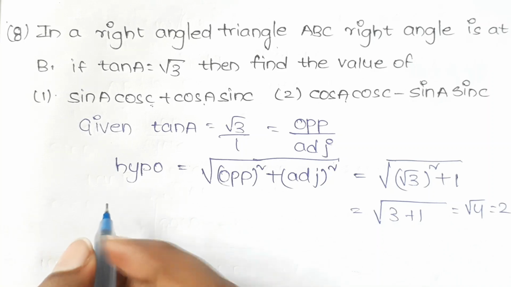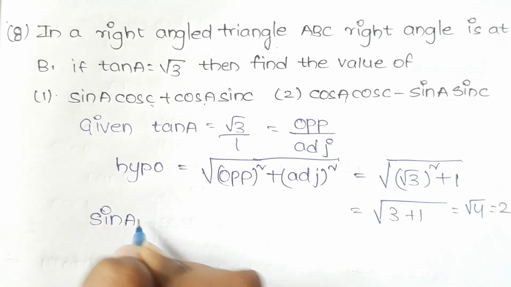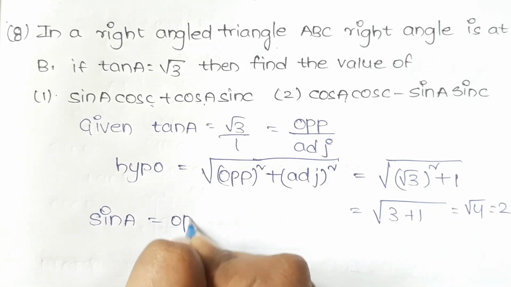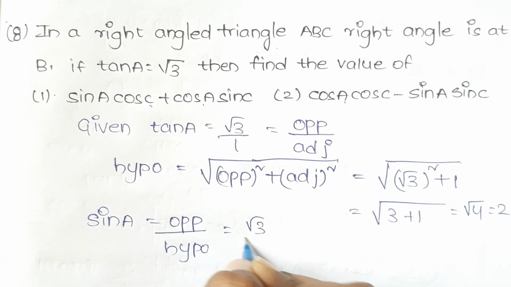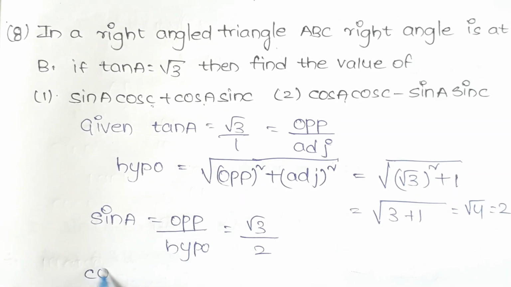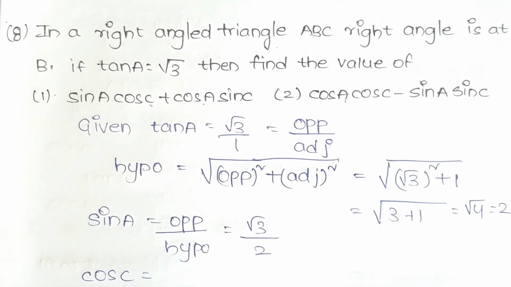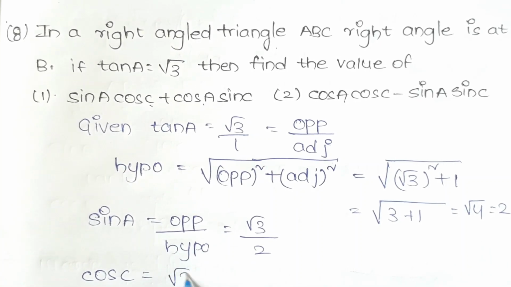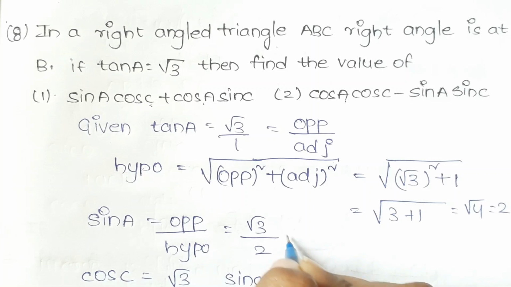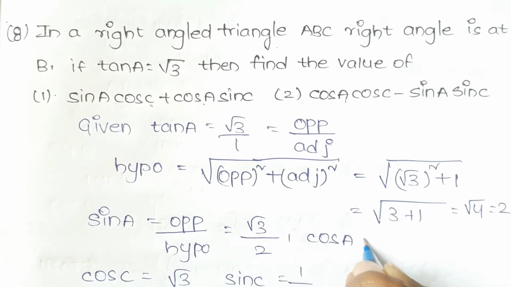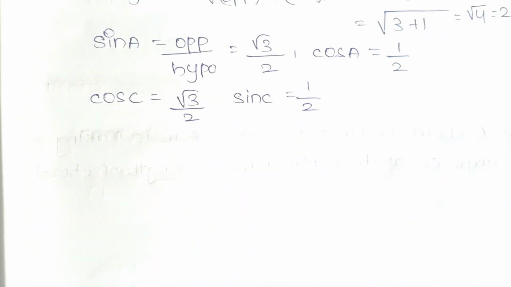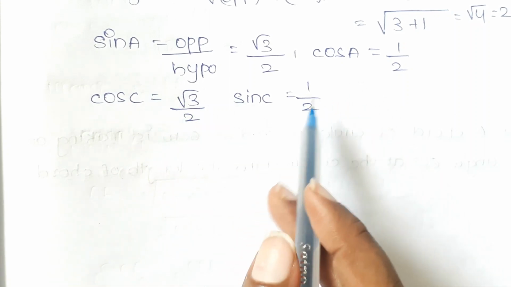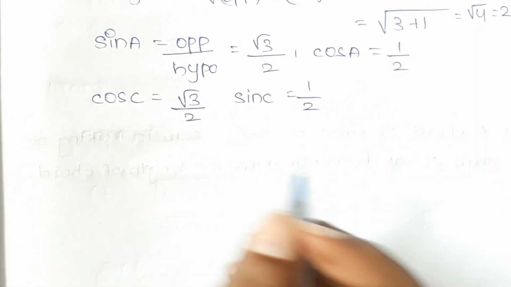And now let us find sin and cos. Sin A equals opposite by hypotenuse. Opposite is nothing but root 3, hypotenuse is 2, so sin A is root 3 by 2, and similarly cos C is root 3 by 2 and sin C is 1 by 2, and now cos A is 1 by 2. Here we got the 4 values required for the questions.